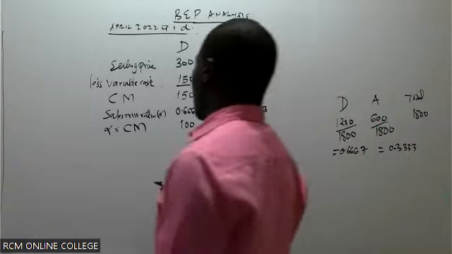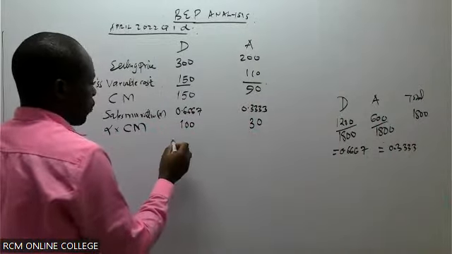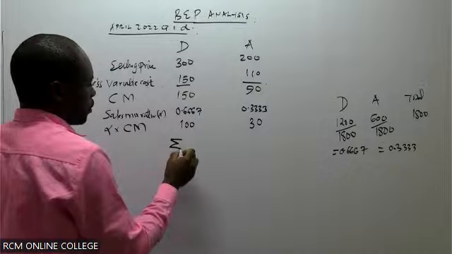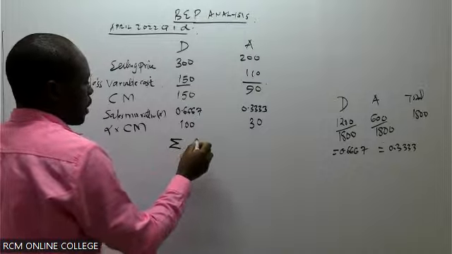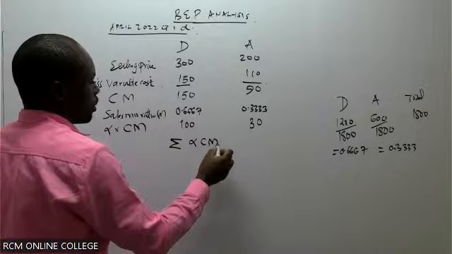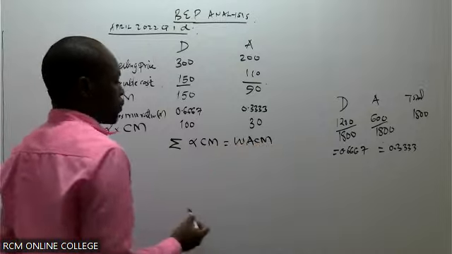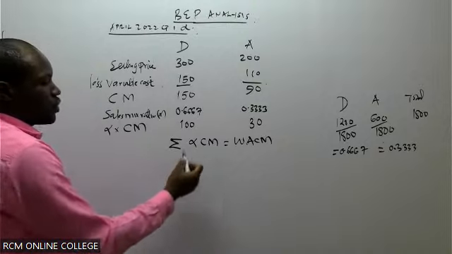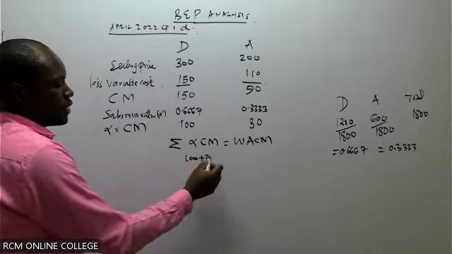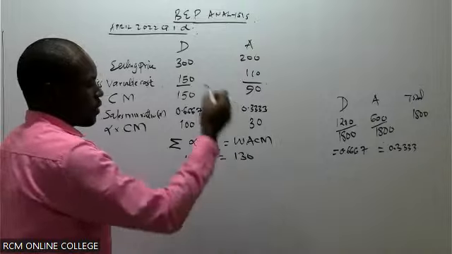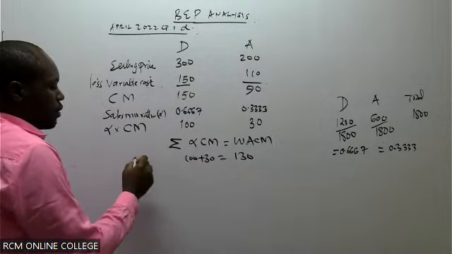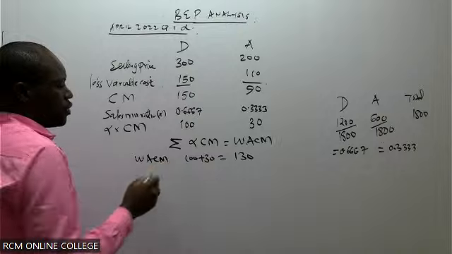Remember, we are required to get the summation of alpha multiplied by contribution margin, which gives us what we call the weighted average contribution margin. So go ahead and give us that. The summation of 100 plus 30 is equal to 130. So that is our weighted average contribution margin.